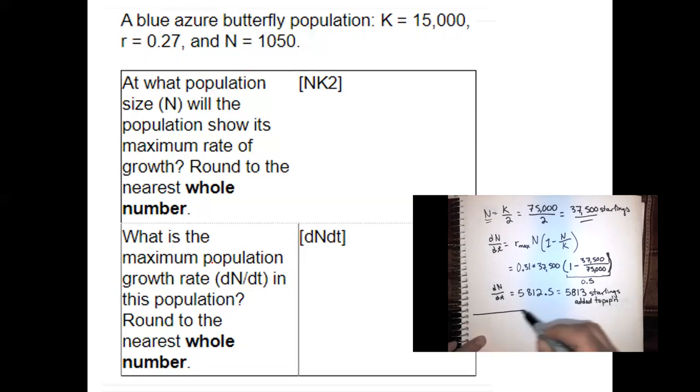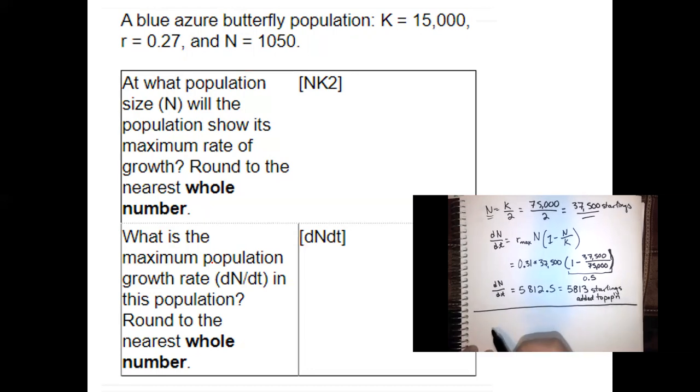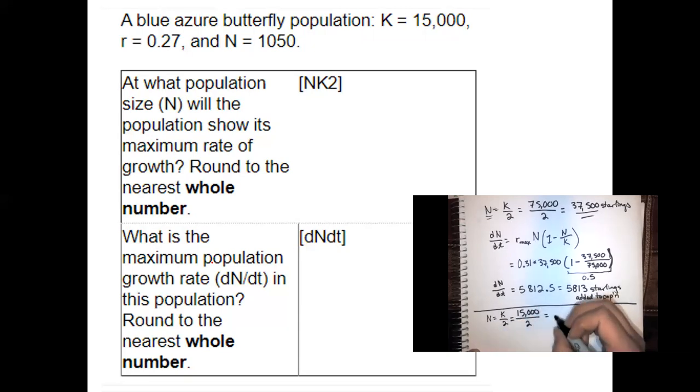So that is our starling population. Let's try to look at blue azure butterflies. These are Pine Barrens natives. Once again, we want to find the population size when it is experiencing the maximum rate of growth. So we know that N equals K over 2. We know that K is 15,000 from our problem here, over 2. So when the population size is 7,500 butterflies, that is when it's growing the fastest.